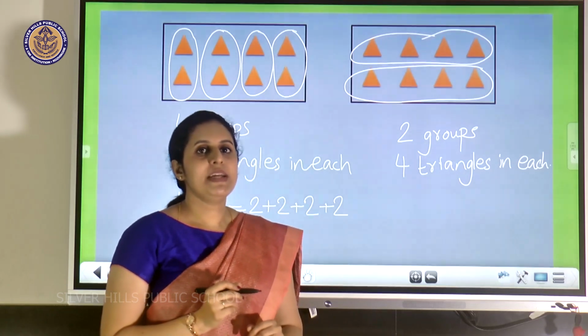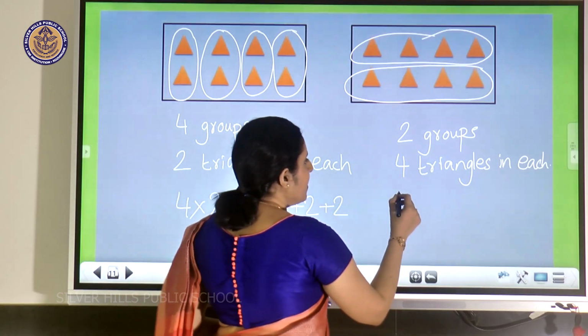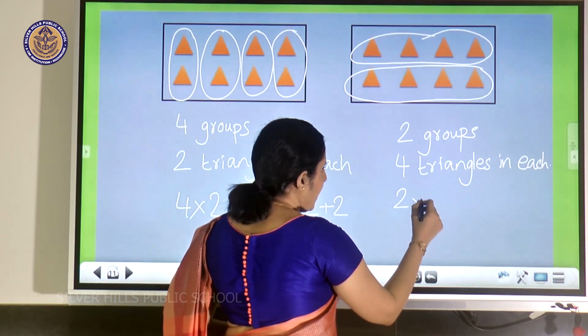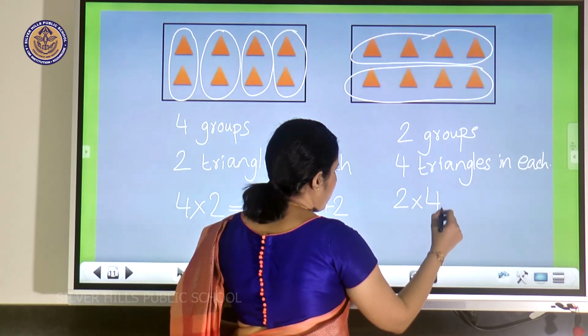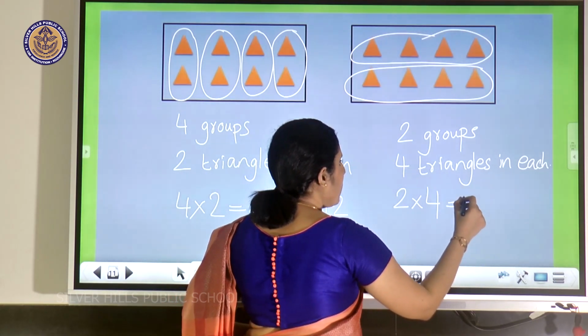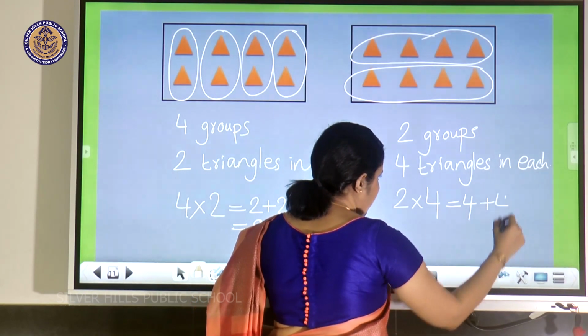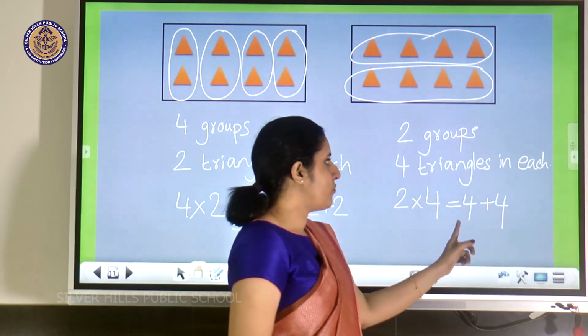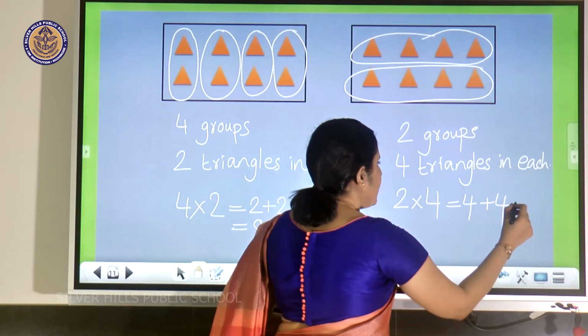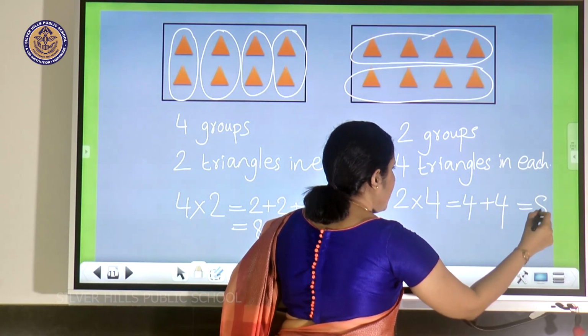How do you write the multiplication sentence here? Yes, 2 times 4. 2 times 4 means like this. 1 time 4 plus another time 4. 2 times 4. 4 plus 4, and you know the answer. 4 plus 4 is 8.